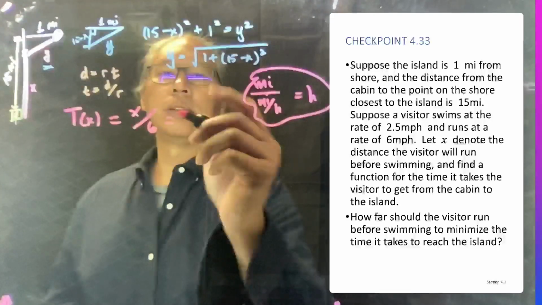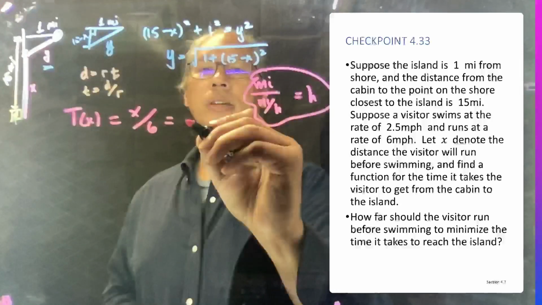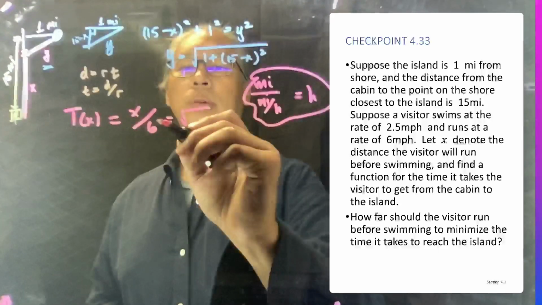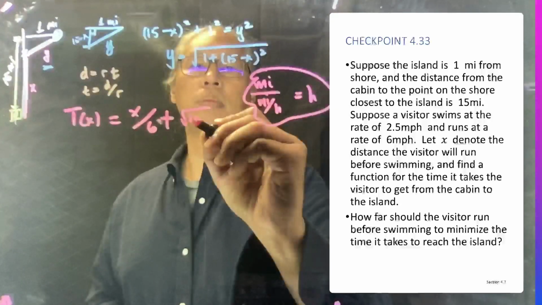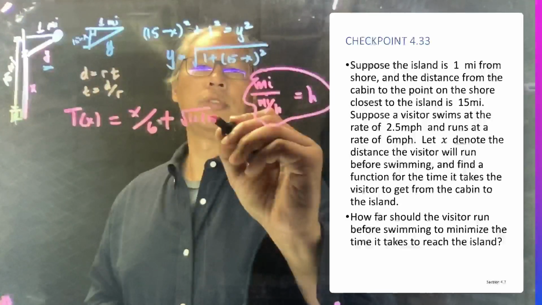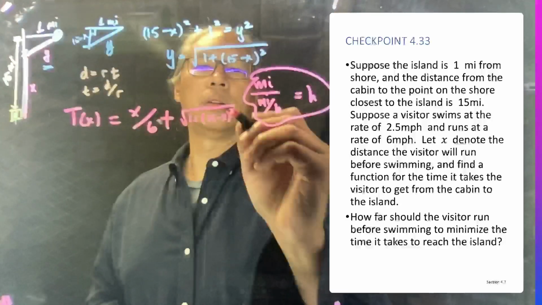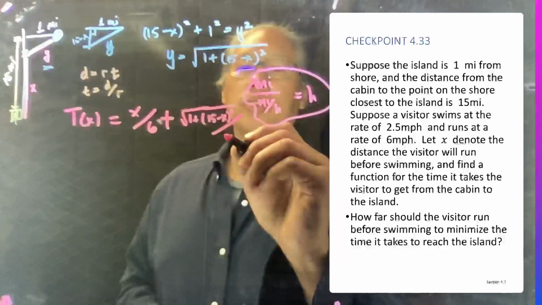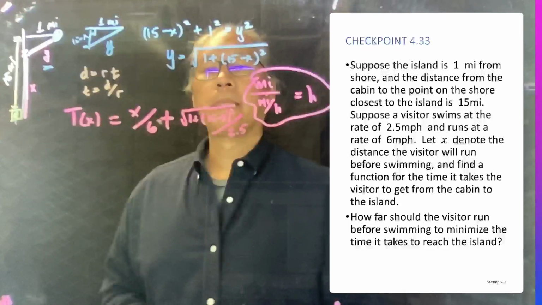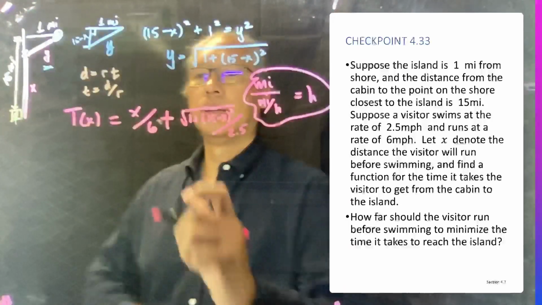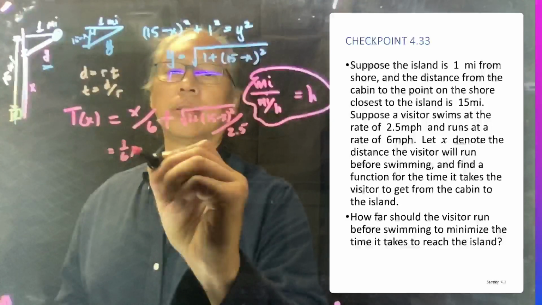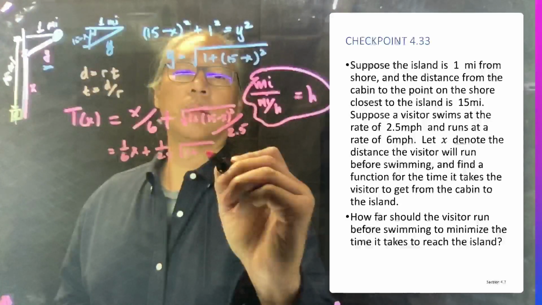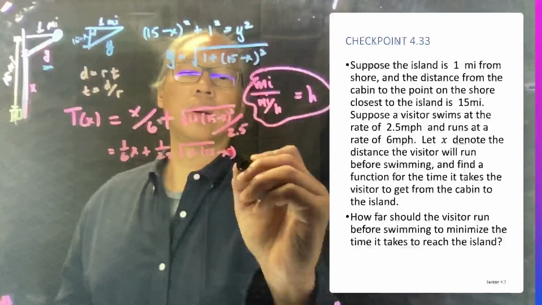And then the next thing is going to be the y distance, the swimming distance. That's a square root. Oops, this isn't an equal sign. This is a plus, because we're adding these two times. Plus the square root of 1 plus 15 minus x quantity squared, and then the time that that takes, which is going to be at 2.5 miles per hour. Okay, and let's write this a little bit neater. This will give us 1/6 x plus 1 over 2.5 times the square root of 1 plus 15 minus x quantity squared.